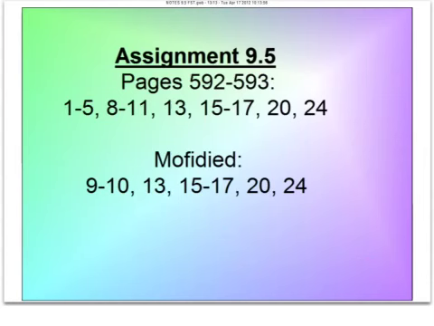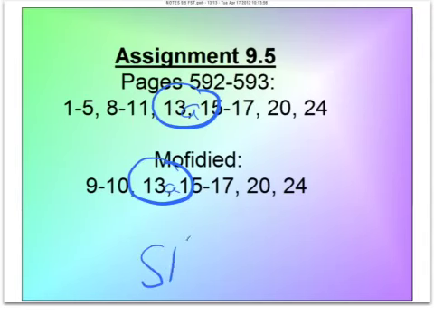For the homework, I have 2 adjustments to it. You can just do 13a instead of all of 13, and then go ahead and skip number 20. Good luck on the homework.